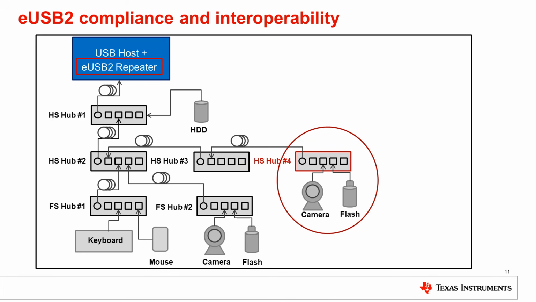In summary, eUSB2 is a low-voltage, low-power internal interface for chip-to-chip interconnect, and it can be extended to the popular USB 2.0 interface using repeaters with no visible impact to end users.